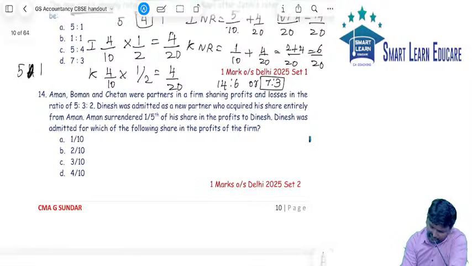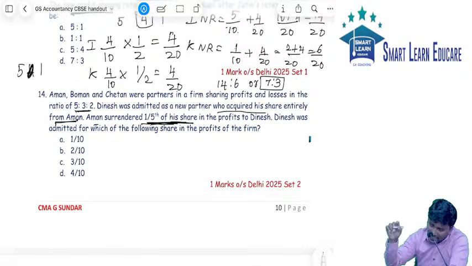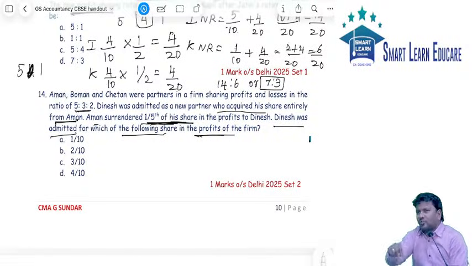Next question. A, B, C are partners. Profit sharing ratio 5:3:2. D was admitted as a new partner who acquired his share entirely from A. Already discuss பண்ணிட்டோம். A surrendered 1/5 of his share. From his share கிடையாது, of his share. D was admitted as a partner. Which of the following is the share of profit? அந்த கொஸ்டினில் கூட நான் இந்த பாயிண்ட்டை சொன்னேன். So please do try.